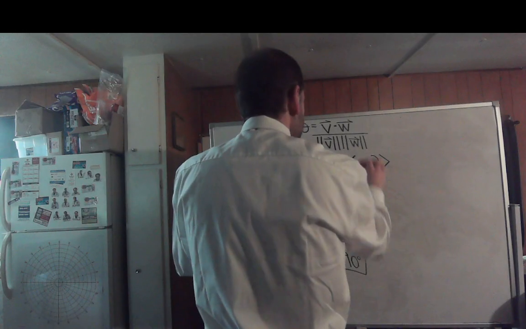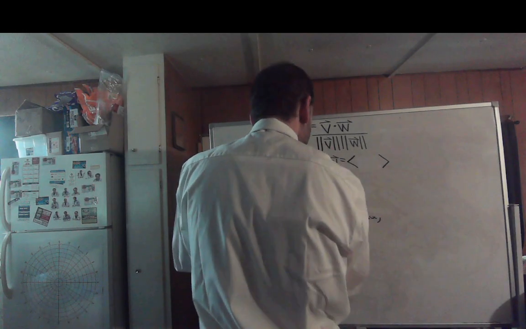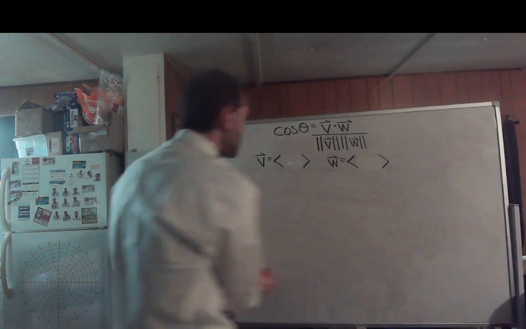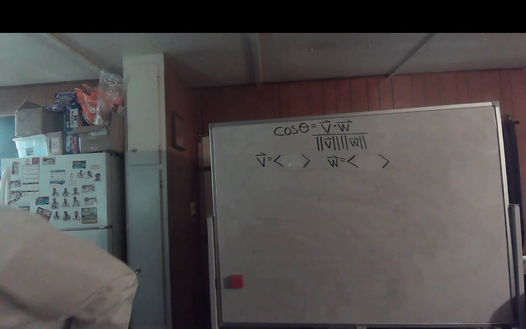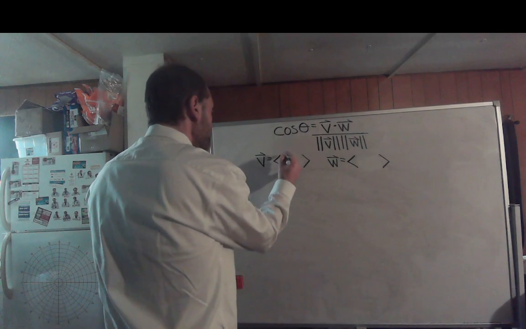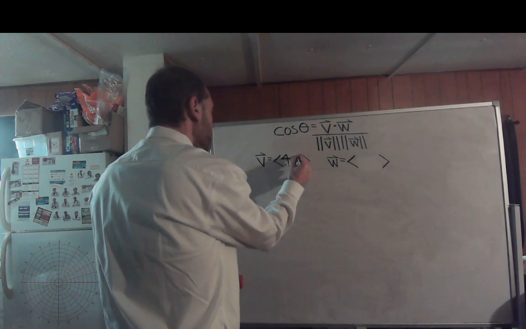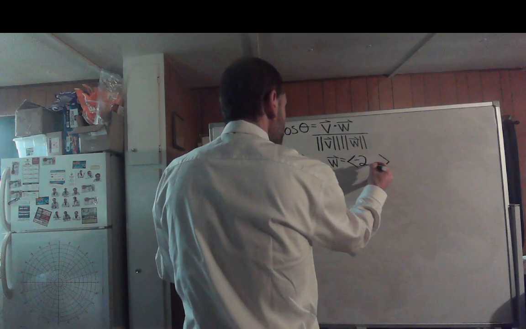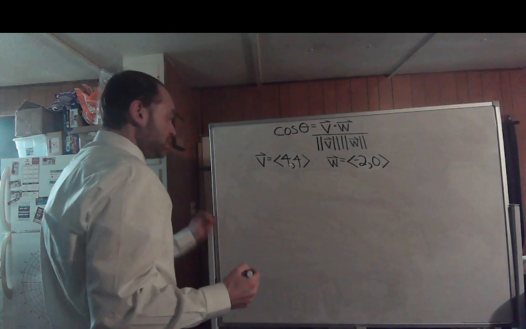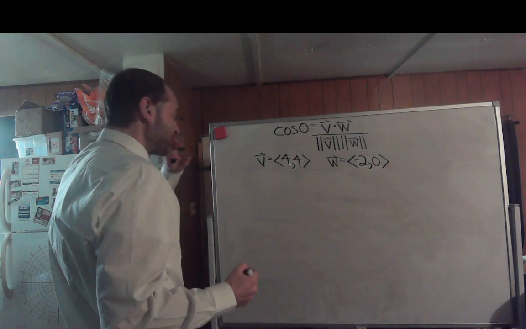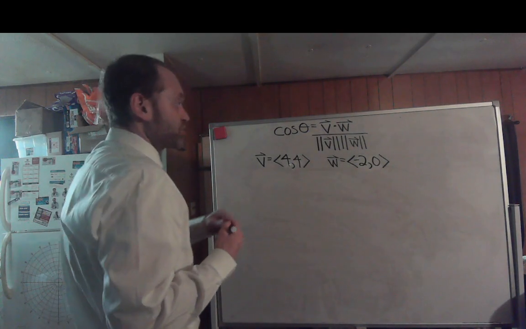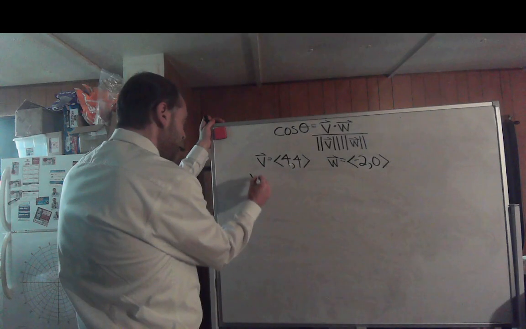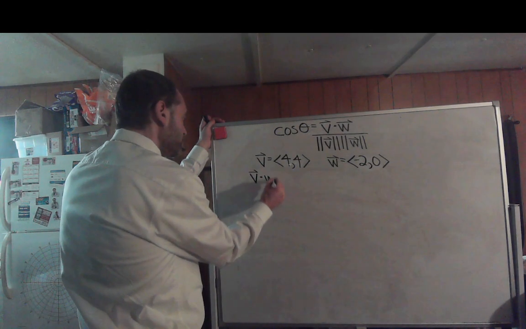We won't make it so easy this time. Alright, vector v is (4, 4). Vector w is (-2, 0). Okay, so I think first let's actually go for the dot product. Let's kind of work in order from top to bottom. So let's go for the dot product of vector v and w.